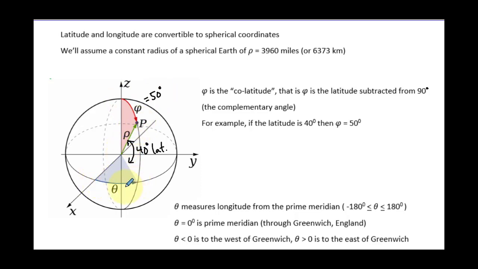And this is the longitude. Theta is the longitude. Theta measures longitude from the prime meridian at 0 degrees. We could say that the prime meridian would then fall right along the x-axis. So at theta equals 0, you're right on the x-axis, and that goes through Greenwich, England. And negative angles are going to be west of England, and positive angles are going to be east of England.